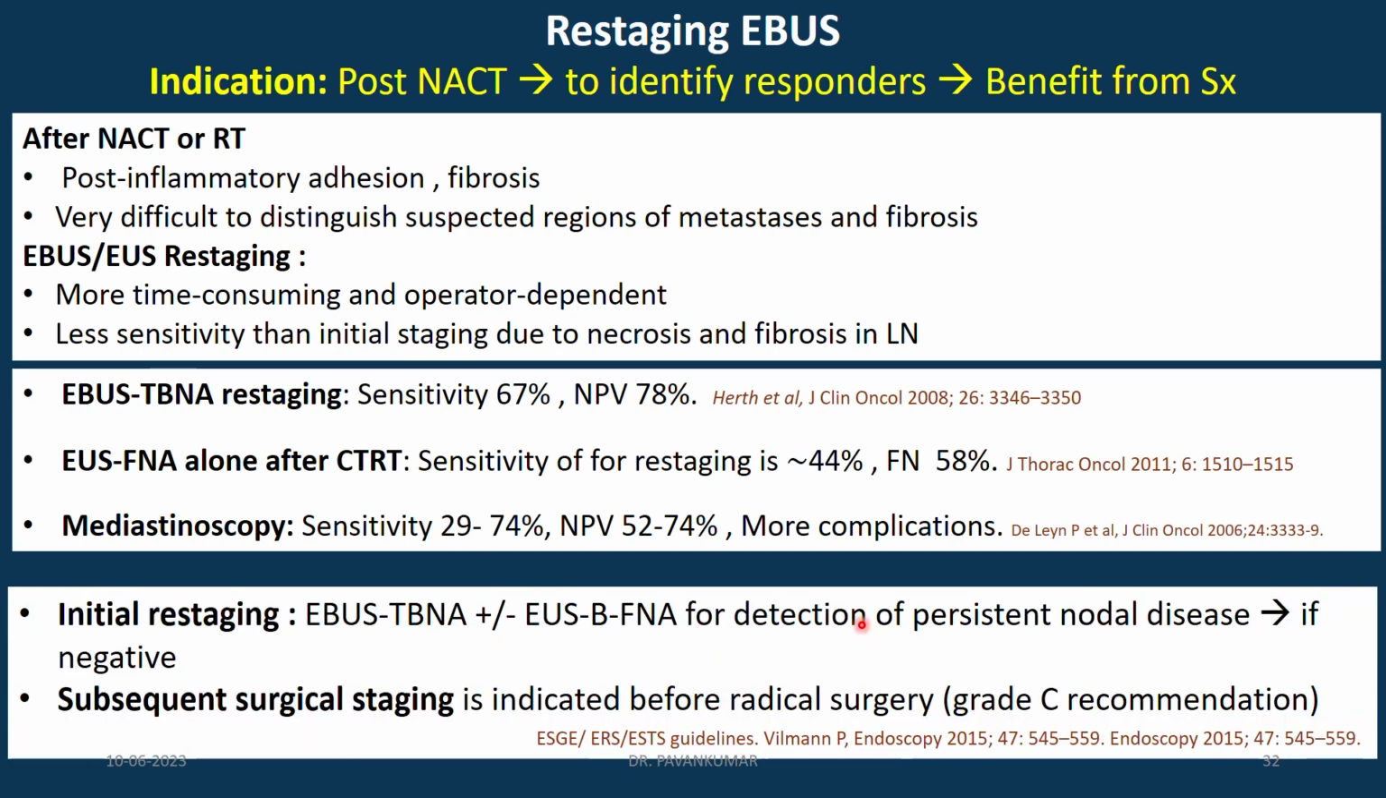Current guidelines recommend that you can do EBUS and EUS as the first restaging procedure, followed by mediastinoscopy to confirm the nodes are negative, if the patient is planned for radical therapy.